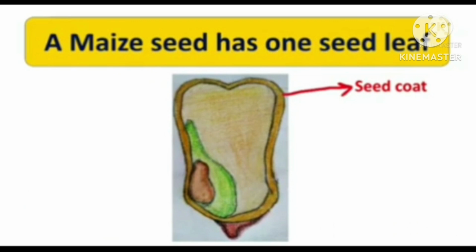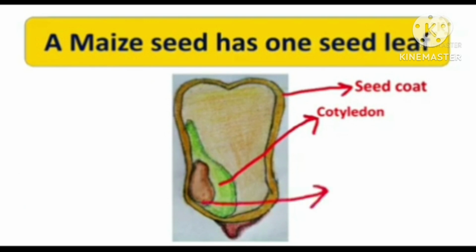See, this is how it will look when you see it under the microscope. Seed coat will be there, seed leaf will be there, and also the embryo will be there within the monocot seed. Here you can see the cotyledon or the seed leaf, which is single. That's why these are called monocot seeds, meaning only one cotyledon is there.